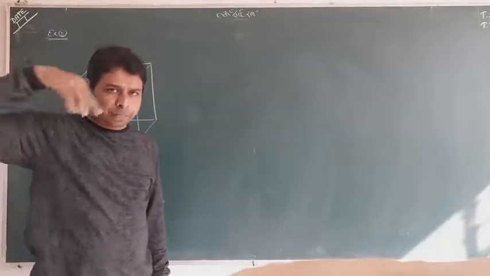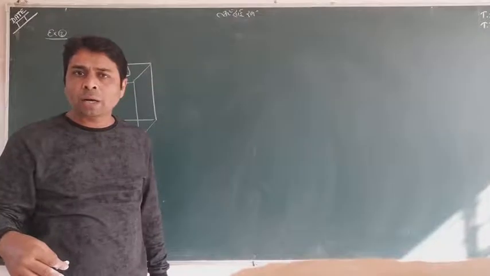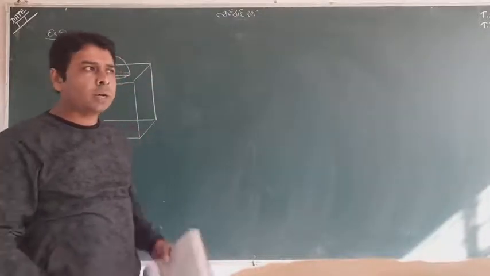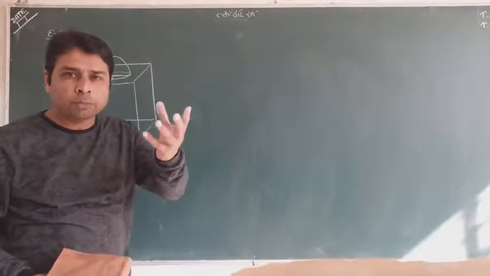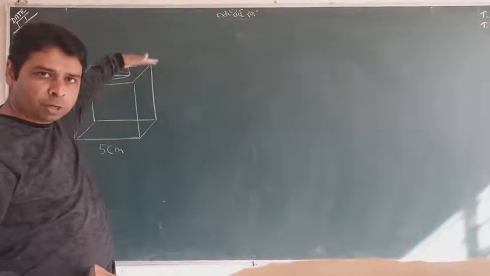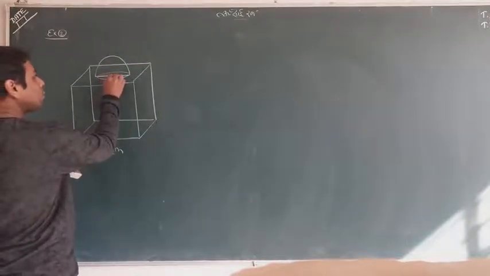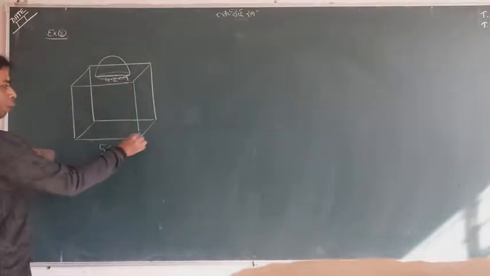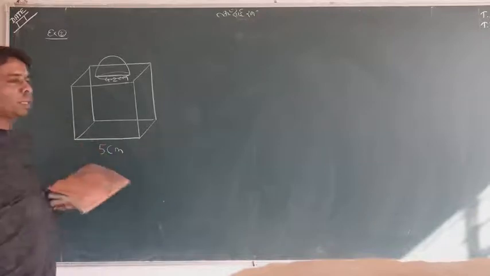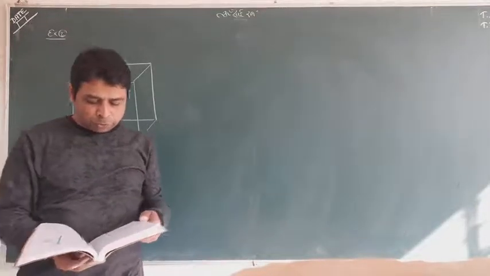On that upper surface we have a square, and on that, just like a converted bowl, is kept on the top of the cubic block, and that has a diameter 4.2 centimeter, and the edge of the cube is 5. And what to find out? Find the total surface area of the block.